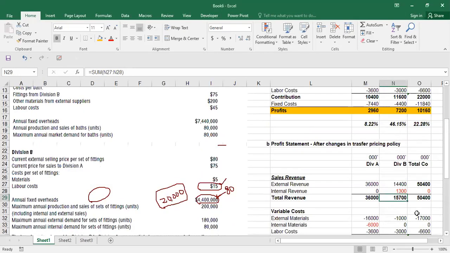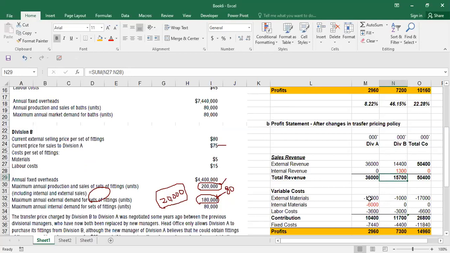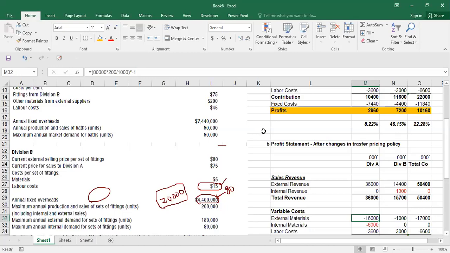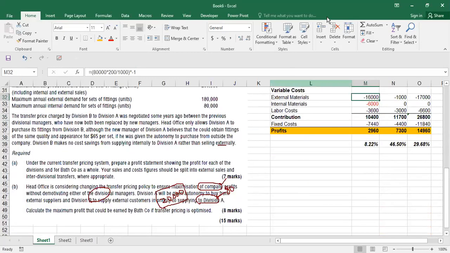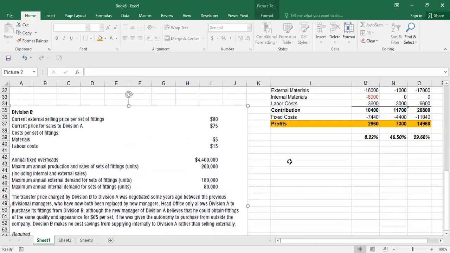So this is the revenue coming in for the group and for the divisions. No need to change formulas. Everything is in place. Let's talk about external materials. Division A, how much will be their external materials? If you remember the formula, before they were buying 80,000 units from outside, they still are buying 80,000 units from outside. Remember division, let me drag the question down so that you will see the data.